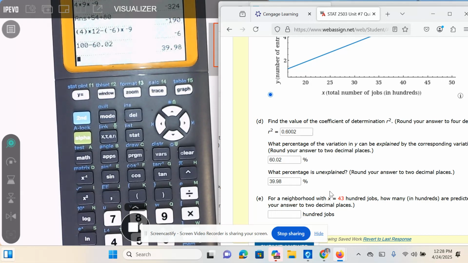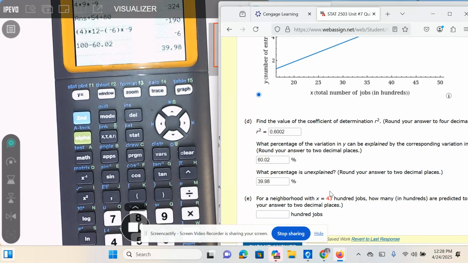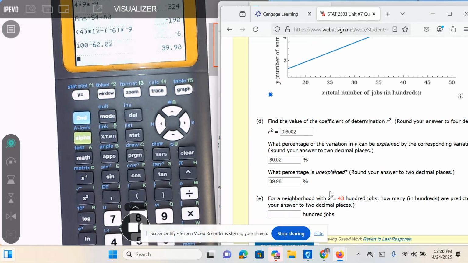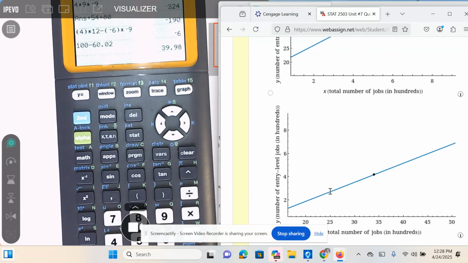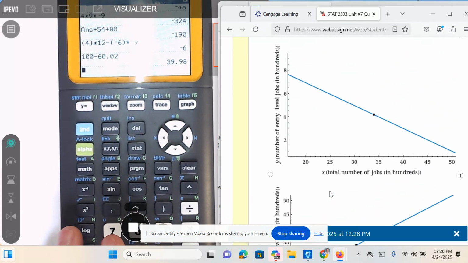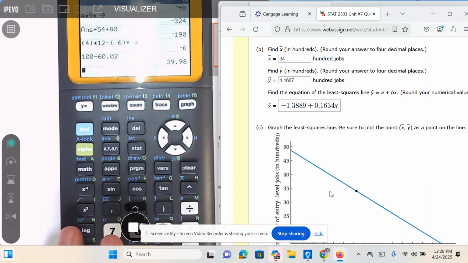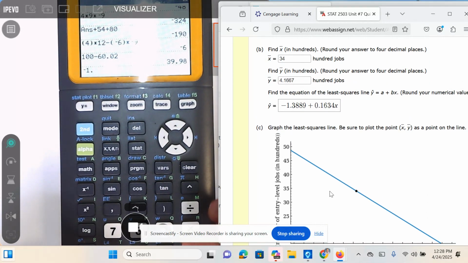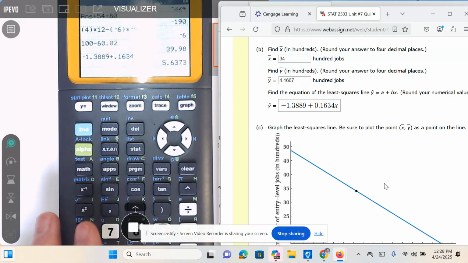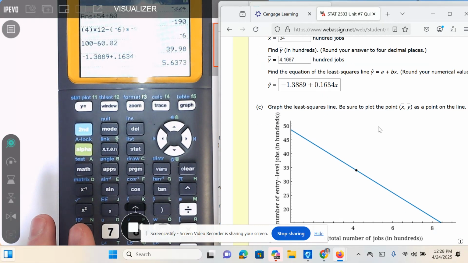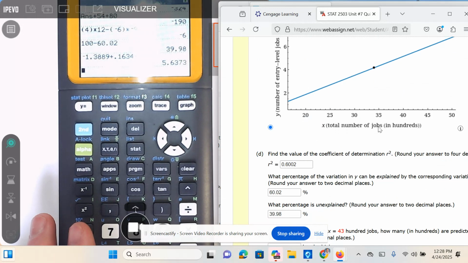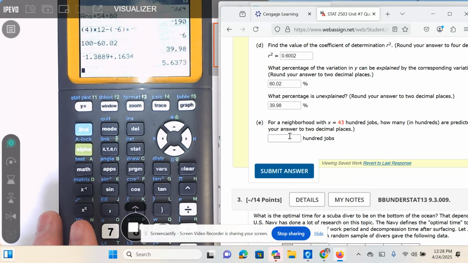For a neighborhood with 4,300 jobs, how many are predicted to be entry-level jobs? So for 43, I'm going to plug 43 into the equation I made. So I'm going to go 43 up here, negative 1.3889 plus 0.1634 times 43. 5.63, and I'm not sure how they want me to round. It's 2 decimal places, so 5.64.